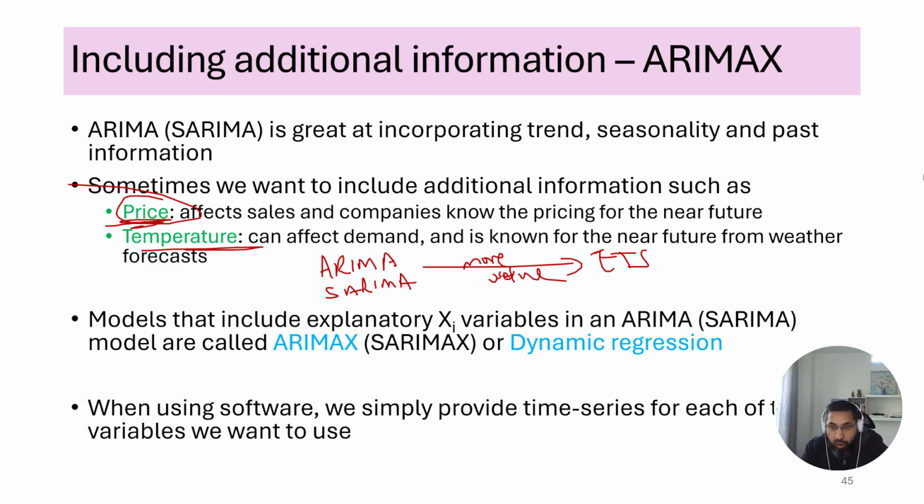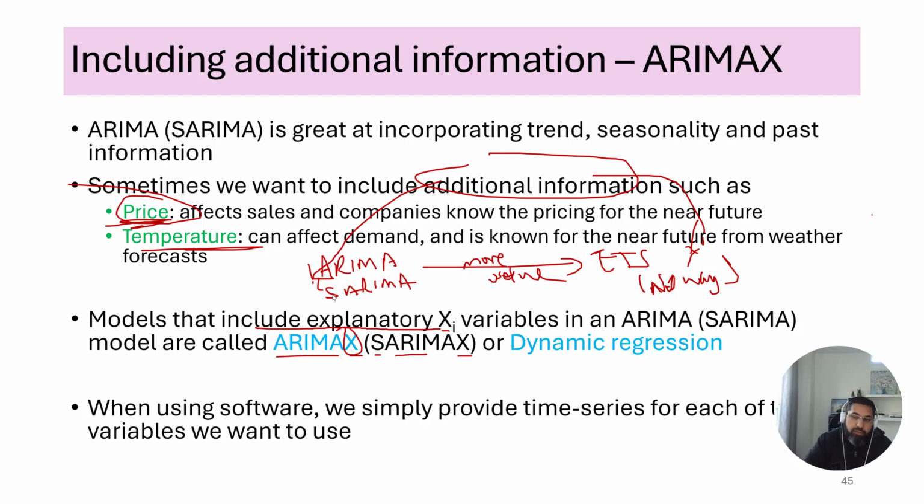So you want to add all these variables. ETS, there's no easy way to add this additional information into ETS. There's no way. Okay. But you can incorporate this additional information into ARIMA or seasonal ARIMA. And when you do that, these additional explanatory variables are called X variables. You add an X next to it. So sometimes you'll see software which says we can do ARIMAX or seasonal ARIMAX. Okay. Or another term they use sometimes is dynamic regression.